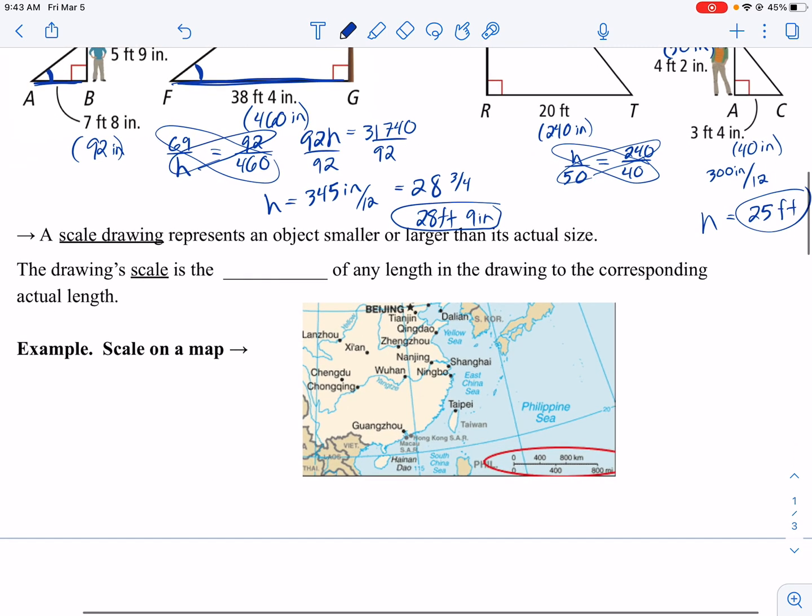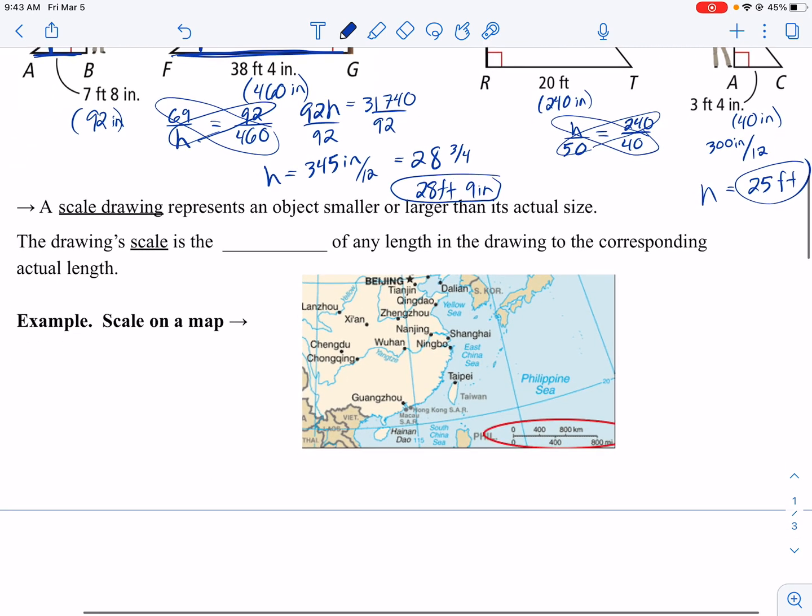All right. Next thing I'd like to talk about is you've probably seen proportions, or you've set up a proportion before using a scale drawing. So a scale drawing represents an object that's smaller or larger than its actual size. You see these all the time in maps. It's what's located on the bottom here. The drawing scale, it's the ratio of any length in the drawing to the corresponding actual length, right?